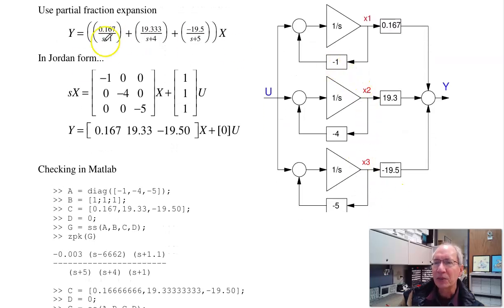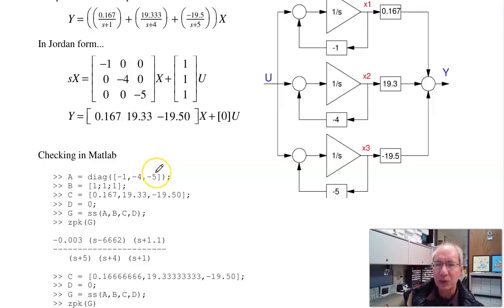In that case, the A matrix is diagonal. The way I drew it, the B matrix are all 1s, and the C matrix are the numbers on top, those coefficients. As a check, throw it in MATLAB. Here's your A, B, C, D. Find the transfer function.